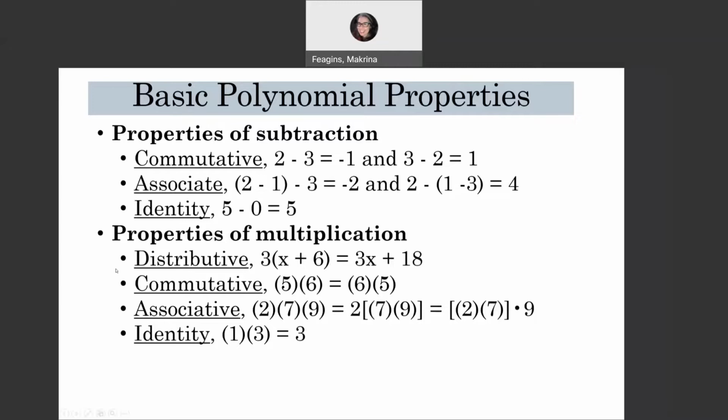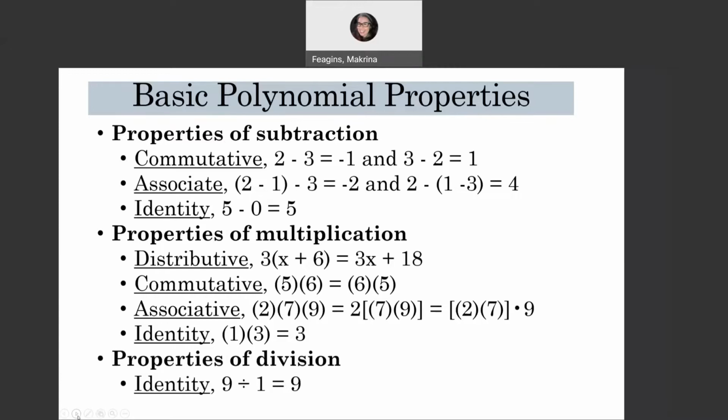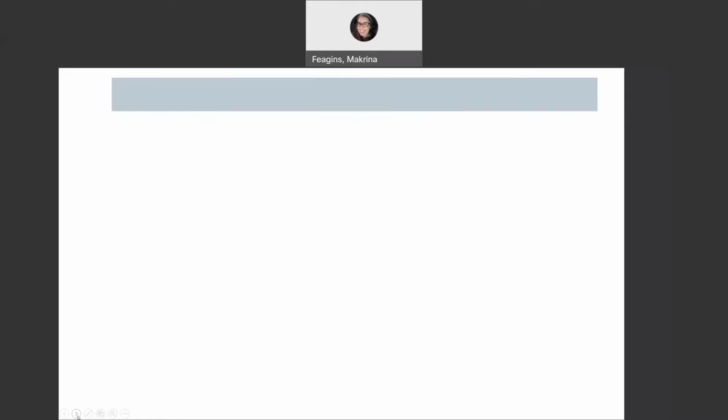Commutative definitely works for multiplication. 5 times 6 and 6 times 5 are the same. Associative also works for multiplication. And the identity becomes 1. So it was 0 for addition and subtraction. For multiplication, now the identity is 1. We can always use that one. And division is not commutative, it's not associative, but we do have the identity of 1, and that would work for us. So division is a little interesting, a different process than addition and subtraction.